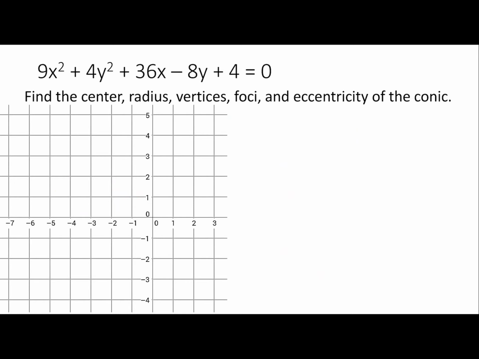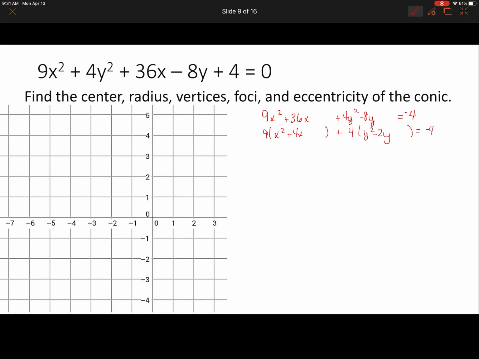Same idea for the second example. We have to gather our x's together, leave a gap, gather our y's together, leave a gap, take the 4 to the opposite side by subtracting from both sides. Factor out your leading coefficient, factor out your other leading coefficient, and then ask yourself, what do you have to add to the first group to make a perfect square?